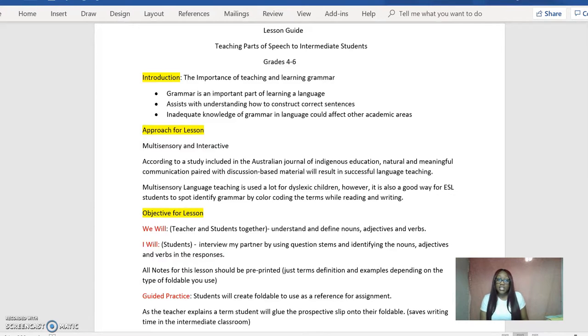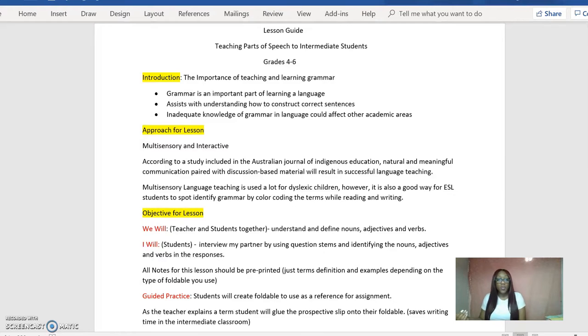And then multi-sensory language teaching is used for dyslexic students a lot, but it can go hand in hand with ESL because they both have an issue with reading and the language, connecting their motor skills to the language that they're reading. So if we color code things, they might have a better chance at remembering what certain things are, where they go, and how they are supposed to be read.